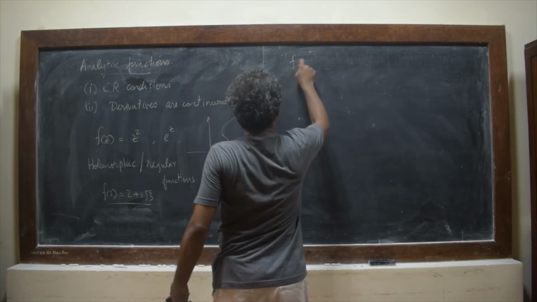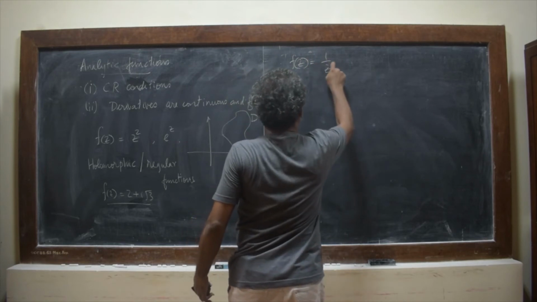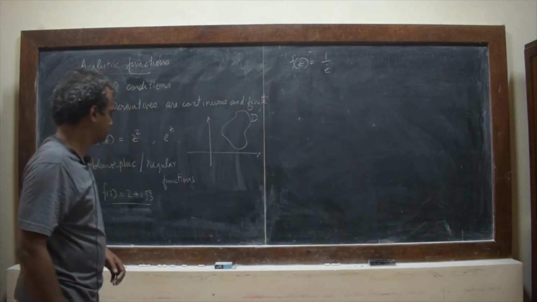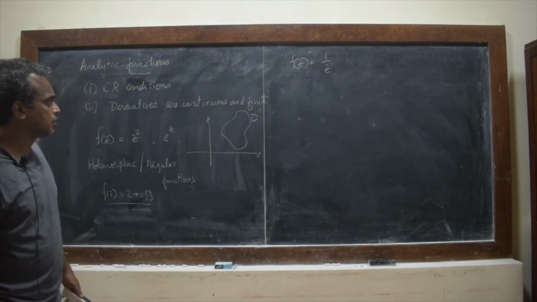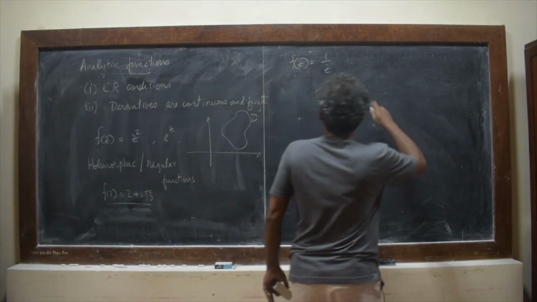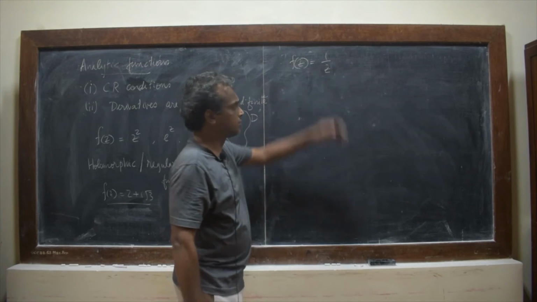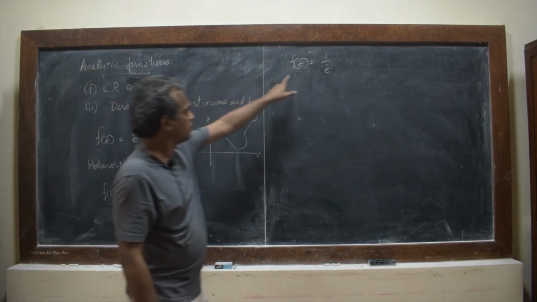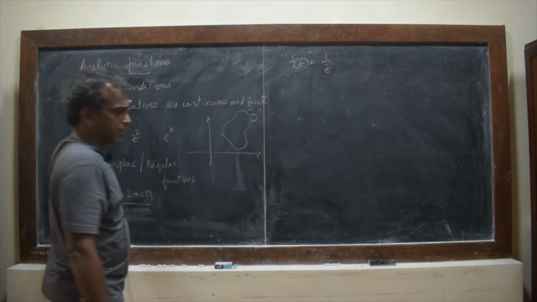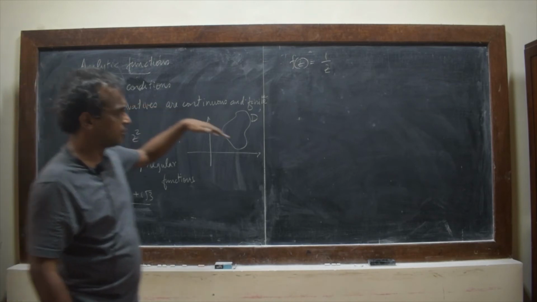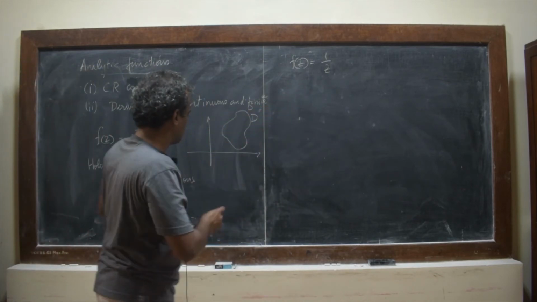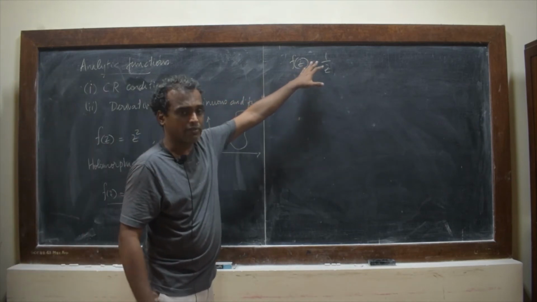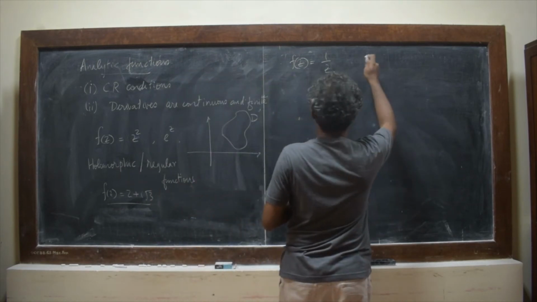Let us look at a function of the form f of z equal to 1 by z, to begin with. Now, if you look at a function such as this, it is easy to see that we could check that this function satisfies the Cauchy-Riemann conditions at all points except at point z equal to 0, the origin of the complex plane. So, except at the origin of the complex plane, everywhere else this function satisfies Cauchy-Riemann conditions.